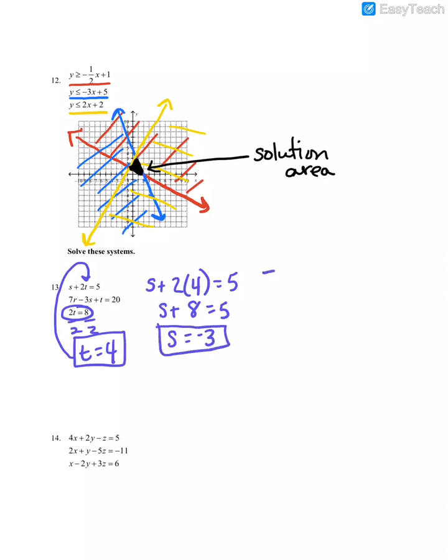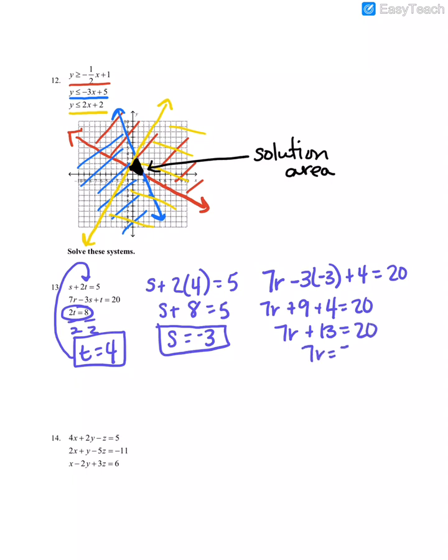And then let's find r. So 7r minus 3 times negative 3 plus 4 is equal to 20. 7r plus 9 plus 4 is equal to 20. 7r plus 13 is equal to 20. 7r is equal to 7 when I subtract 13, so r is equal to 1. You can leave your answers like that, or you can write it as an ordered triple, and when you write it as an ordered triple, it's alphabetical. So R, S, T.